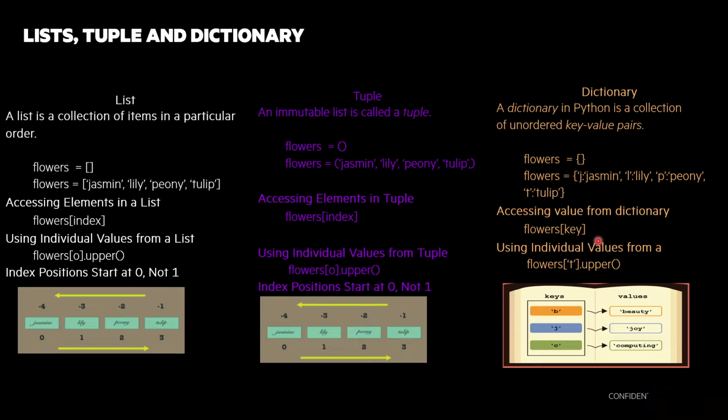Accessing is very much similar to the way we have been accessing the indexes. Here there are no indexes, there is no order, so we'll be using the key to access the value. We can call the dictionary name and then use the key and then print the value. This key could be numeric, could be string, it could be anything.